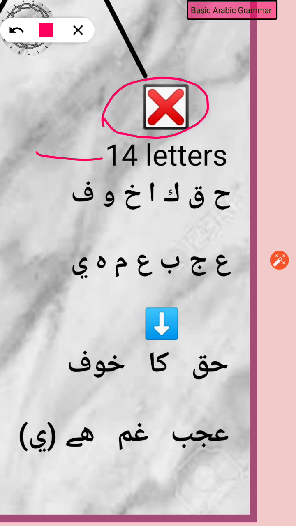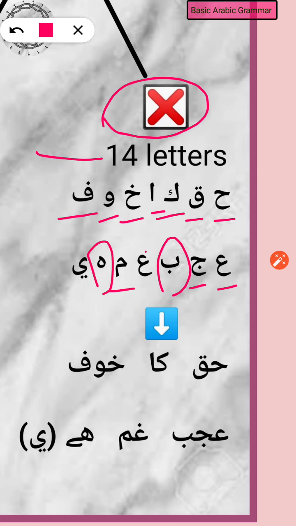All right, now we just need to know what are those 14 letters. We have ha'un, qafun, kafun, alifun, khafun, wawun, faun, ainun, jimun, ba'un. Okay, this has to be ghain, so ghainun, then mimun, ha'un, and ya'un. These are the 14 letters.